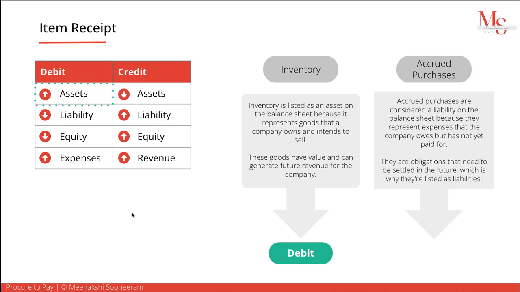Again, thinking in terms of double entry accounting, the next account which is impacted is your accrued purchases account, also known as inventory received but not yet paid. This account is considered to be a liability on your balance sheet because they are obligations that need to be settled in the future. If we look at our little table, an increase in liability, in this case obligation to settle, results in a credit.